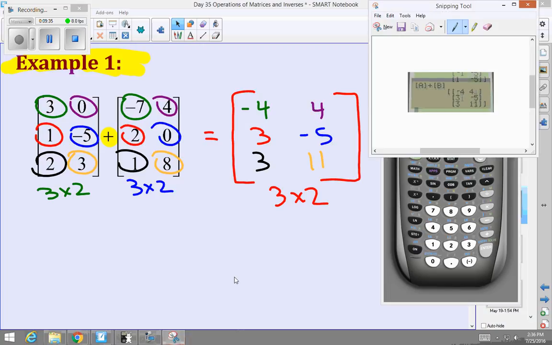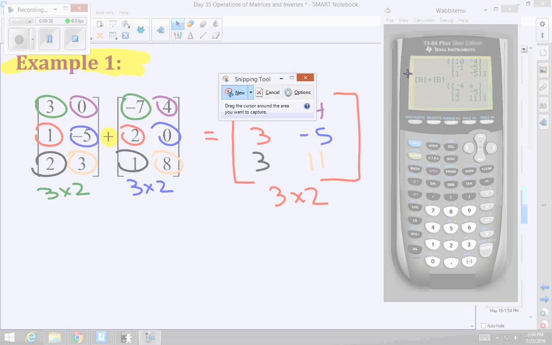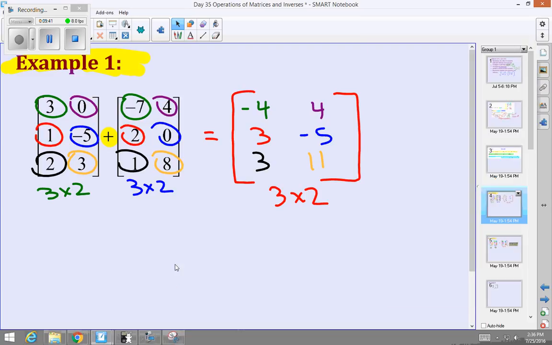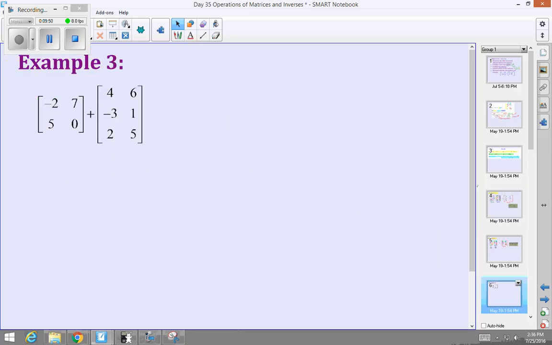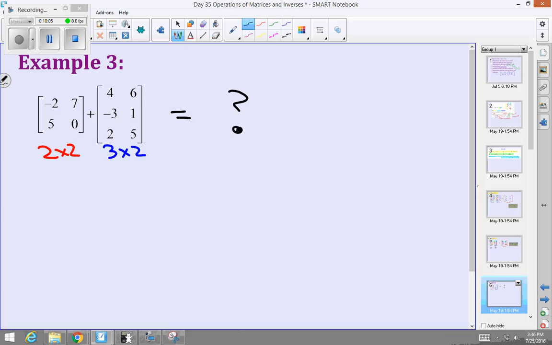And let's do a new one here. Okay, so adding or subtracting should be very straightforward. The next one, you try to type in. So I have this as a 2 by 2. This is a 3 by 2. But the issue is, well, what's the dimensions of the new matrix?